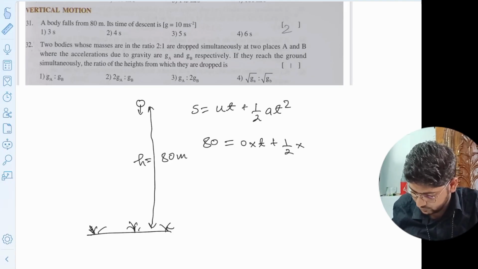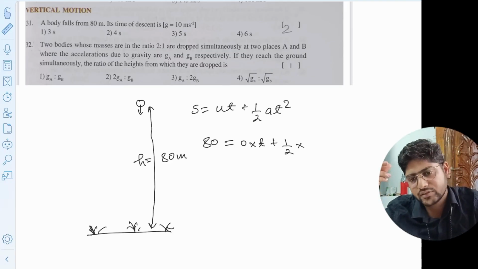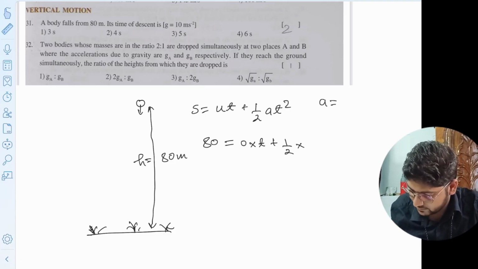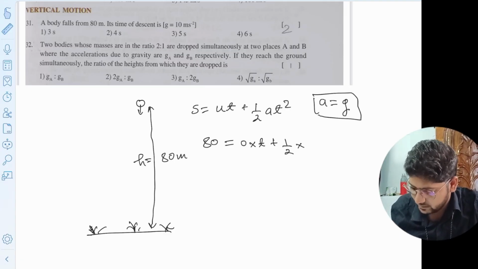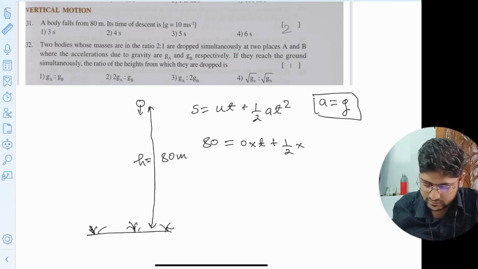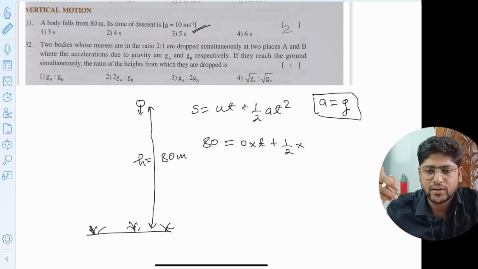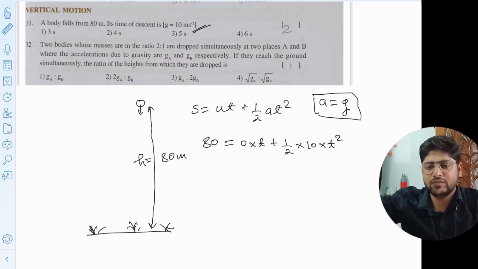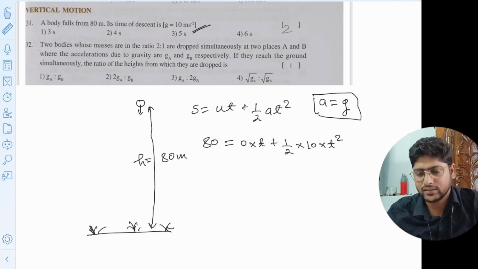half into acceleration. If something is falling downward, it falls due to acceleration of gravity, okay. So the acceleration due to gravity, we have to take as 10. Our acceleration equals g, because of gravity it will fall downward. So our acceleration is g, and g we have to take as 10 meters per second square. So g equals 10, and after that the time square, the time in which it will come, and we have to calculate that time, okay.